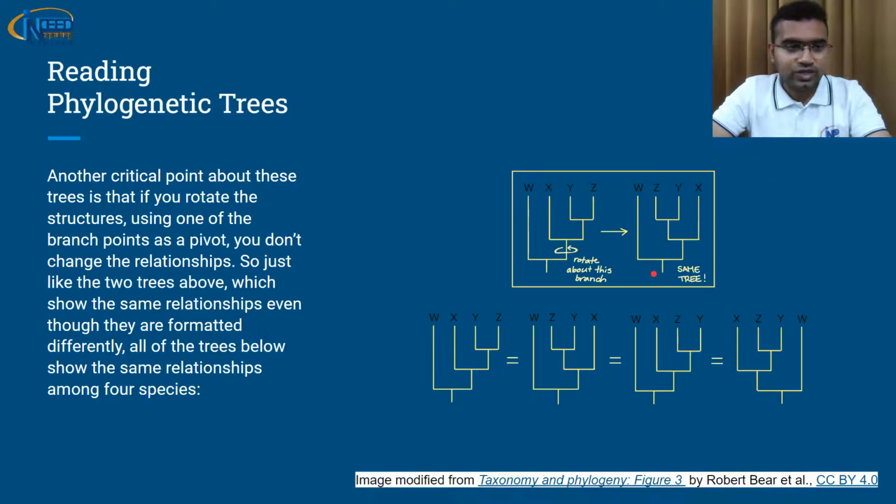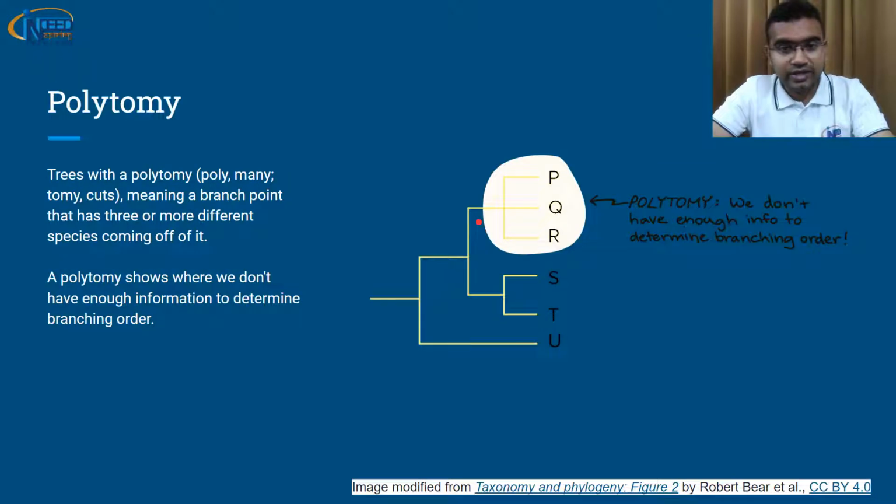The identical information in these different looking trees reminds us that it's the branching pattern, not the length, which we have already discussed. Now, another important thing to understand is if you rotate, let's say, X and YZ, we will get ZY and X. Both are the same trees. There is no difference. So rotation from a particular branching point doesn't change any information in a tree. They have the same meaning. That is something we need to understand.